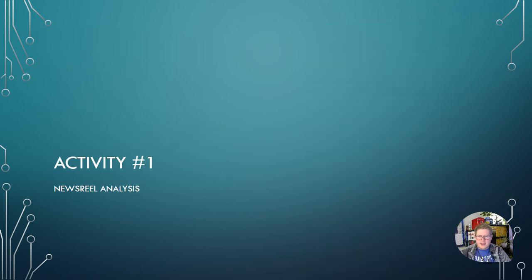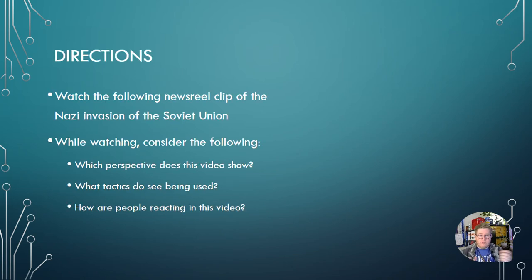And here is activity number 1. It's a newsreel analysis. The video did not load in. So in a moment, we'll jump from this video to the video. And while you're watching, this is a newsreel of the Nazi invasion of the Soviet Union. While watching, consider the following. Which perspective does this video show? What tactics do you see being used? As well as how are people reacting in this video?